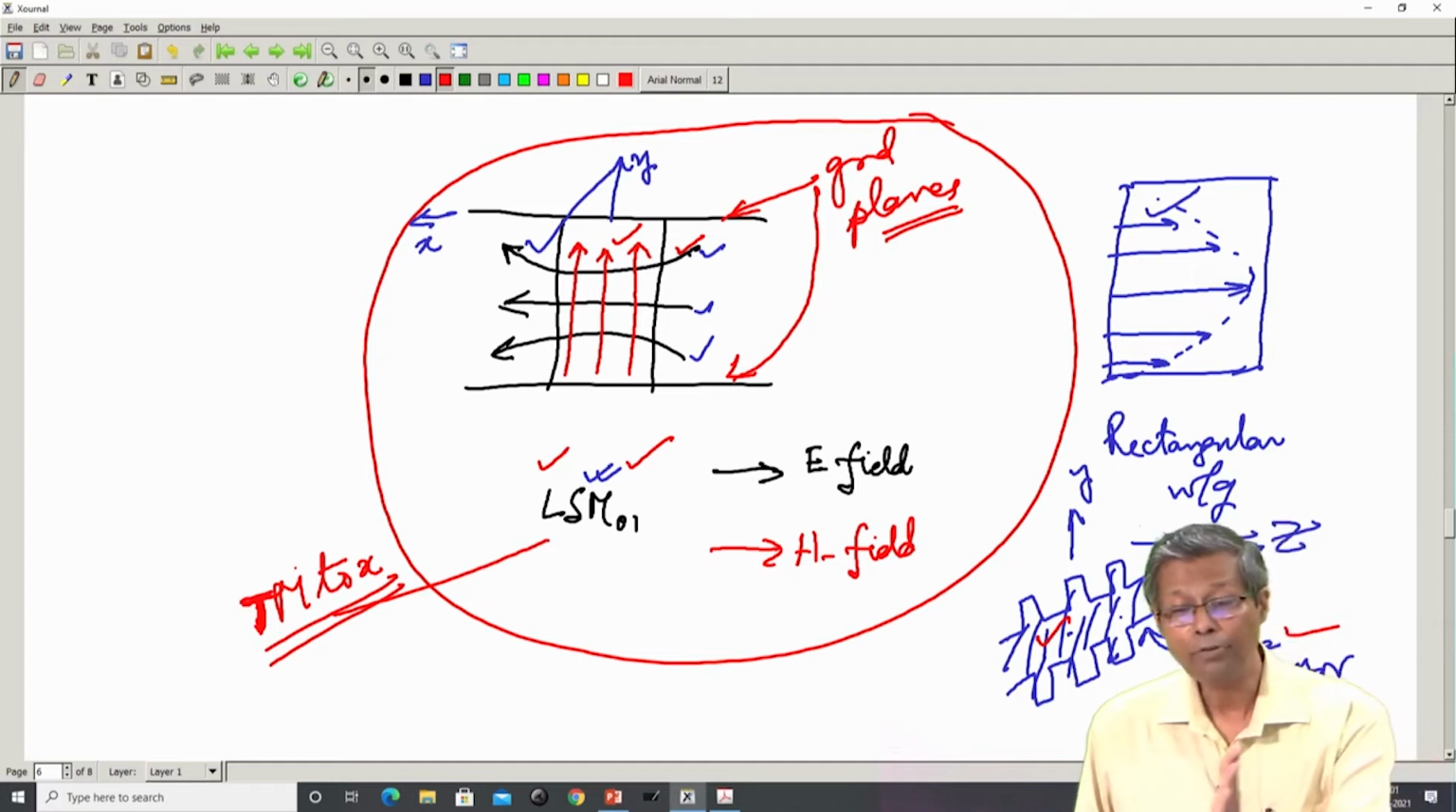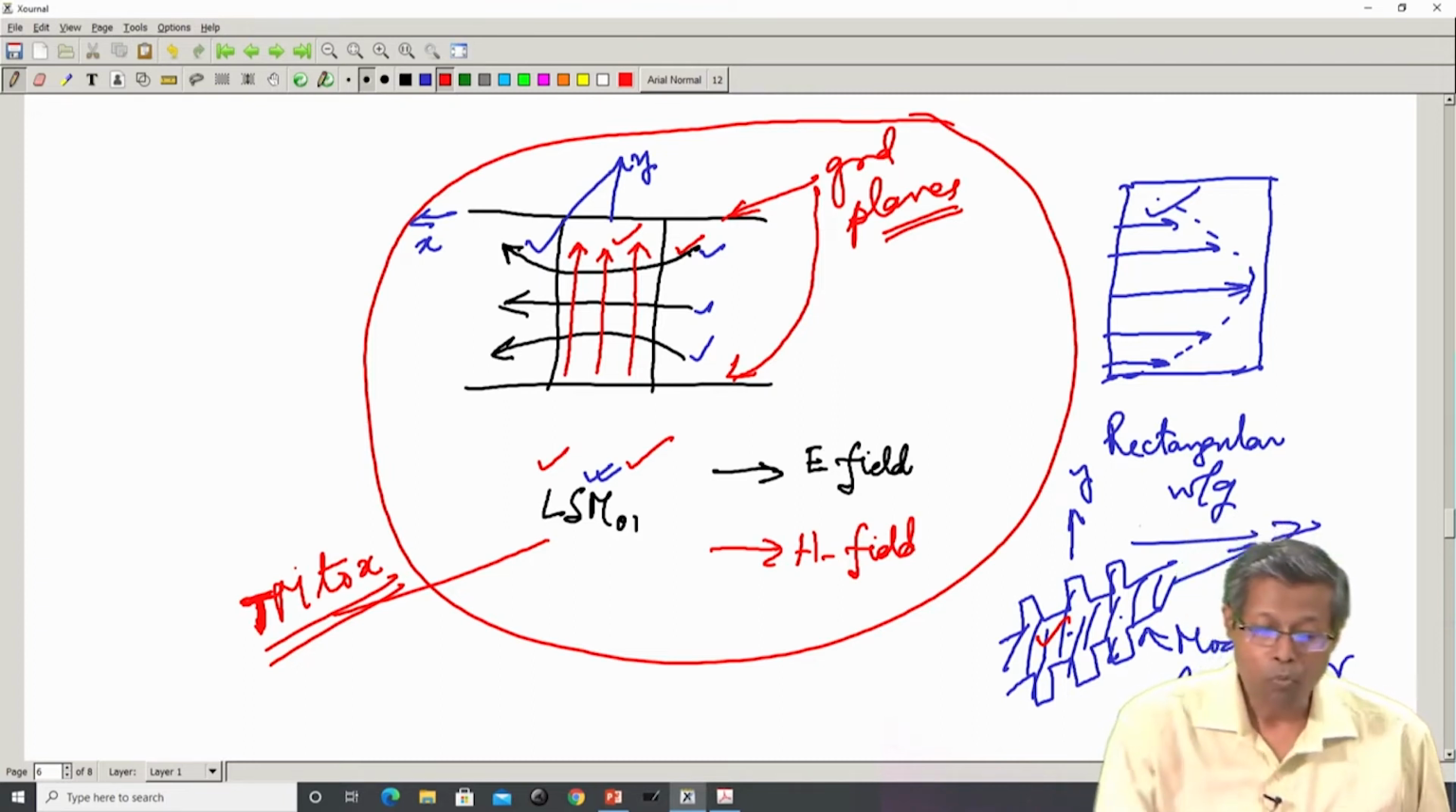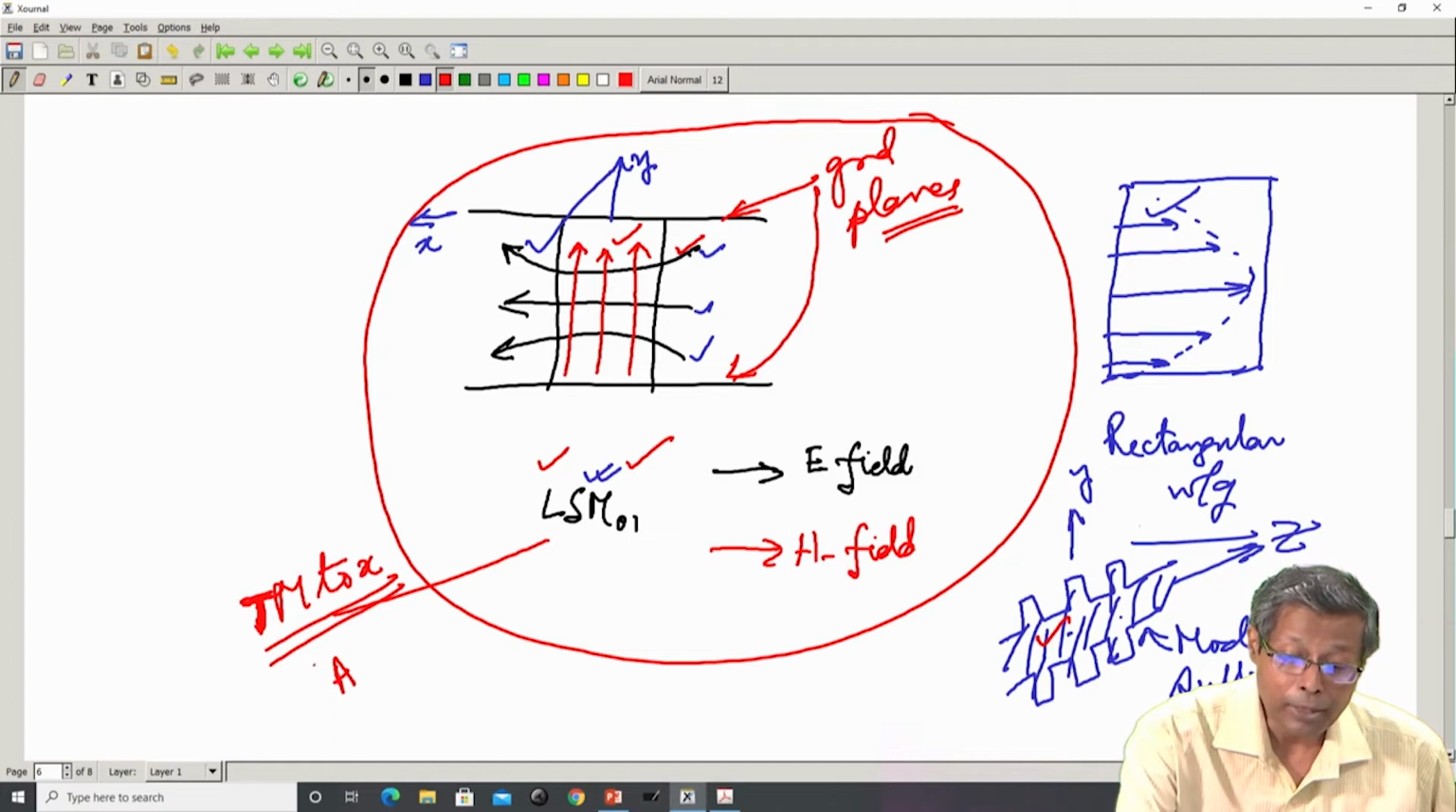There is no magnetic field along the x direction. We have made this mode before. We have even written down the potential functions of this x. So, the LSM01 mode is nothing but the same as the TM to x mode, which is given by the mathematical description of such fields: A equal to ux psi.